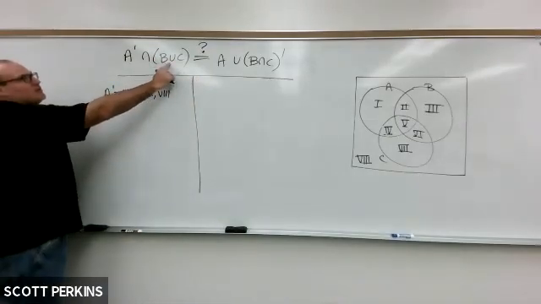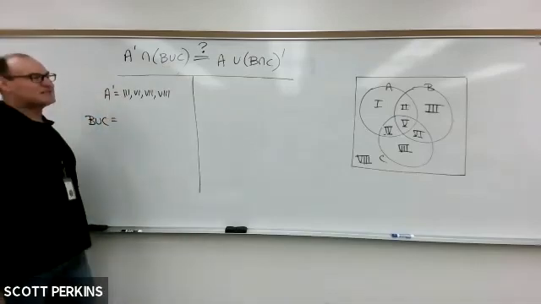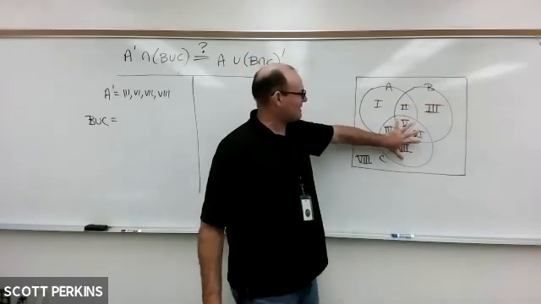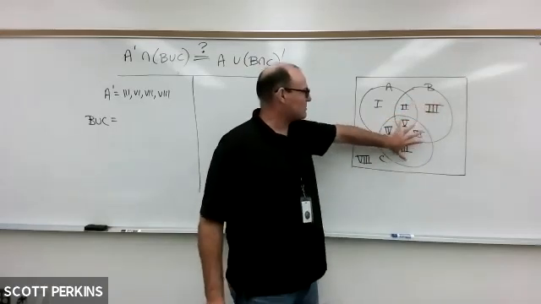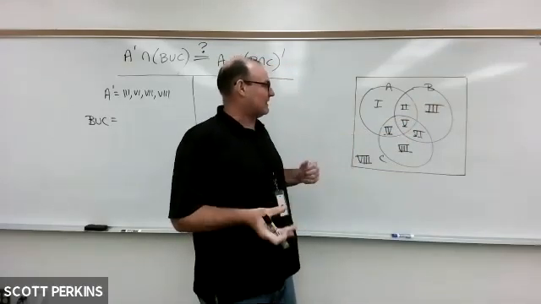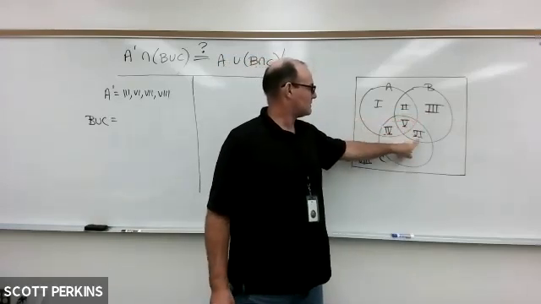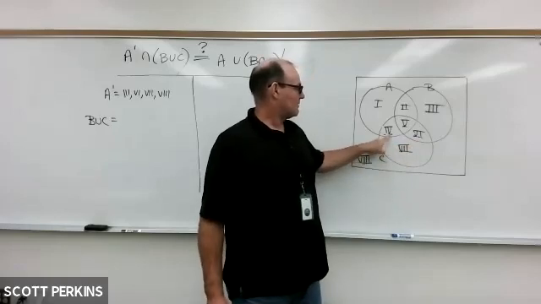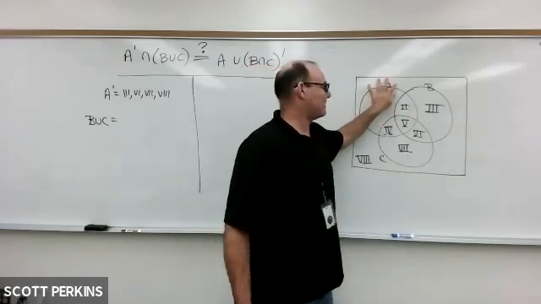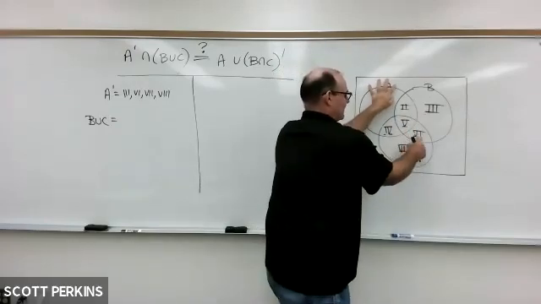Now I'm going to figure out what B union C is. B union C is everything in B and everything in C. Here's everything in B where my hand is, and here's everything in C. These 2 circles. So what are the regions that compose everything in B and everything in C? One more, 4 is also in C. If it helps, cover up A, because A does not matter at all to B union C. So it's 2, 3, 4, 5, 6, 7.